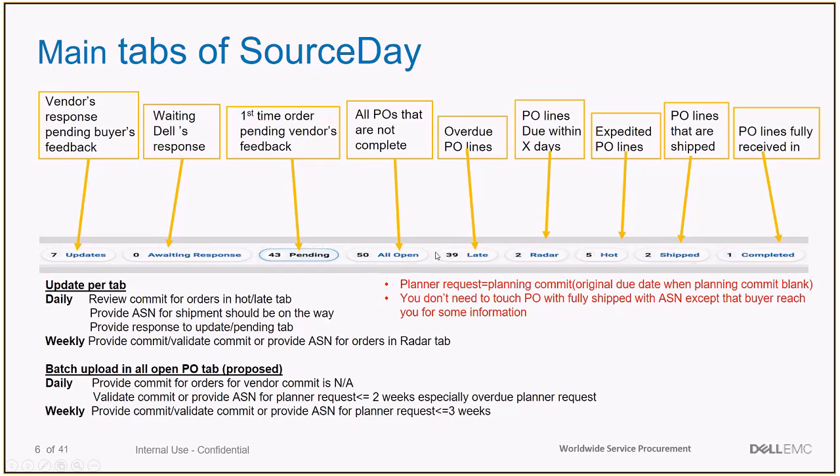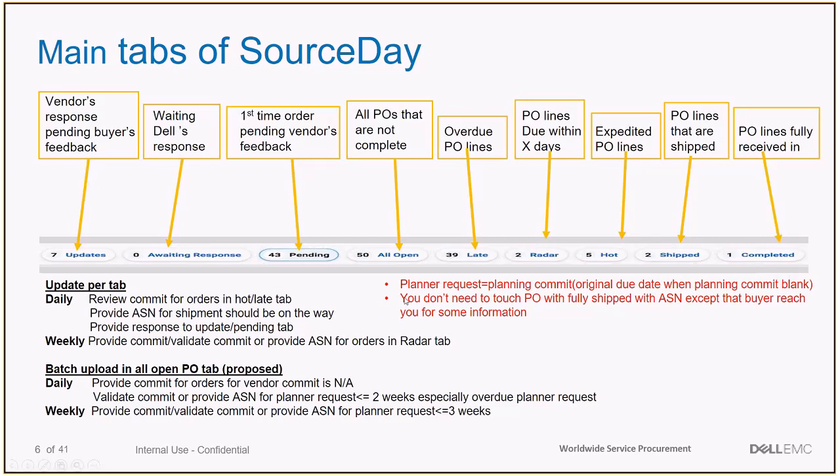So for All, Late is when you do not ship out on time. To avoid it, we give you the Radar tab. We have 3 weeks to proactively review. Hot is a manual flag, which means I need your urgent support. For Shipped, you click shipped and add in the tracking number and the other shipment notifications. Then its status will change to Shipped. And after our warehouse receives the goods, it will change to Complete status.